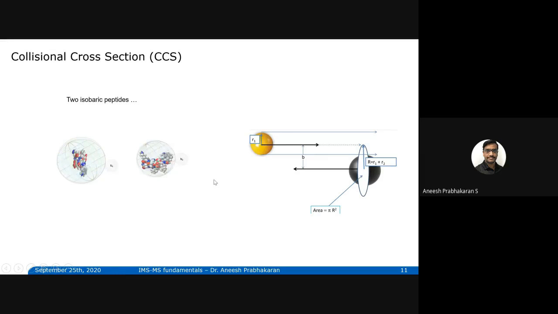If you have a background gas, it is the probability of the molecule to collide with another molecule. The collisional cross-section is a kind of surface. Here we study it like an area, but when we visualize, we should visualize it in the form of a surface.